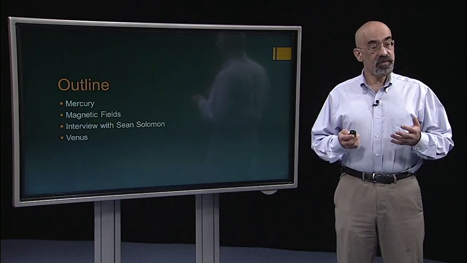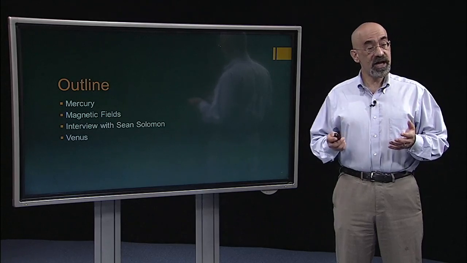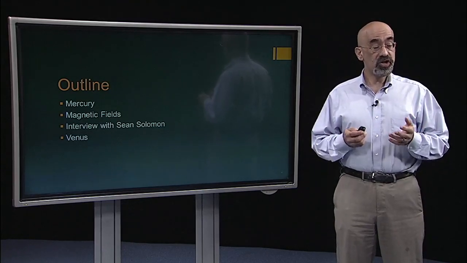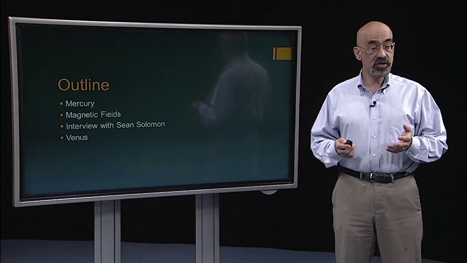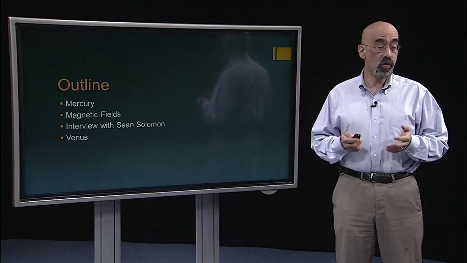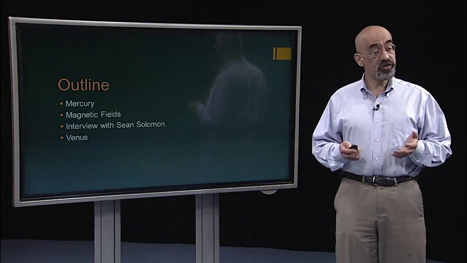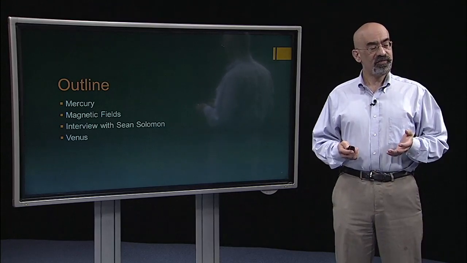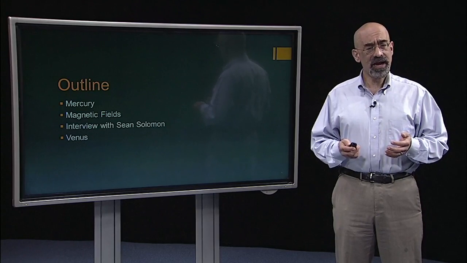Then we'll begin with the first of our interviews. I'm going to sit down and we'll talk with Sean Solomon, the leader of NASA's MESSENGER mission, which is currently exploring the properties of Mercury. It's currently orbiting around the Sun and Mercury. And then the final section will turn to Venus. Venus is sort of Earth gone bad, and we'll talk about why that happened.